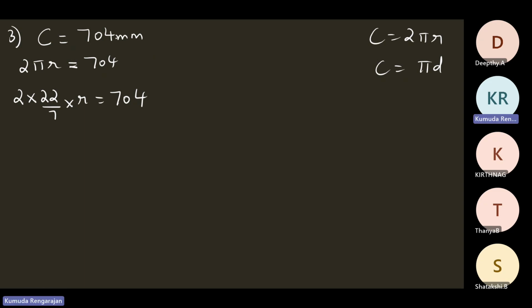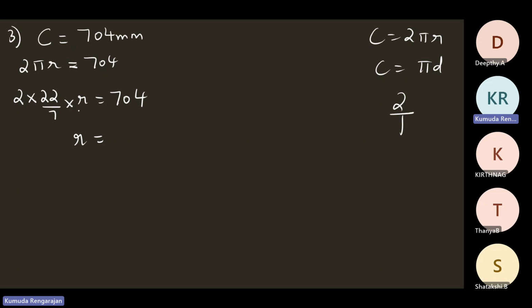See, first I wrote C is equal to 704 millimeter because that is given. Then under circumference, you must write the formula to find the circumference. So 2 pi r is equal to 704. Now 2 into 22 by 7 into r is equal to 704. Now r is equal to, what will happen to 2 when it goes to the other side? It will become its reciprocal. 2 meaning 2 by 1. It will become 1 by 2 on the other side. And 22 by 7 will become 7 by 22 on the other side. Can you recall that?